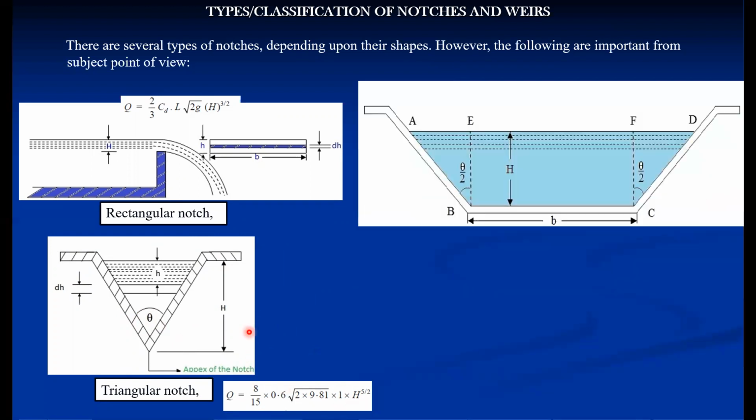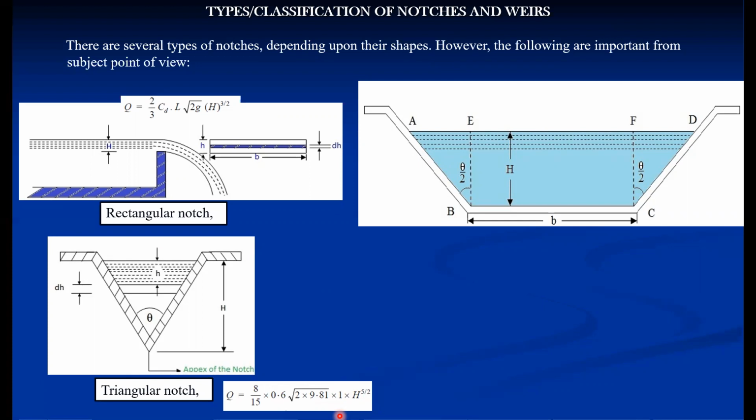Sometimes if theta is 90 degrees, it is 1.417 H raised to 5 by 2. And the theta term is missing here actually, which is nothing but tan theta.